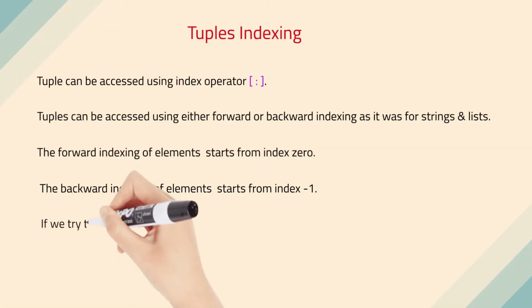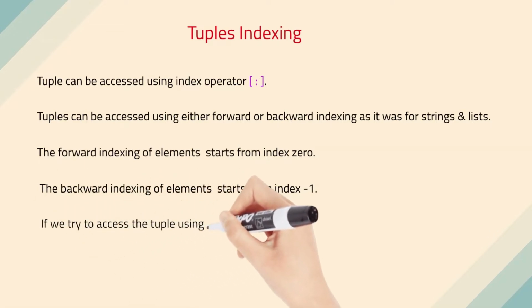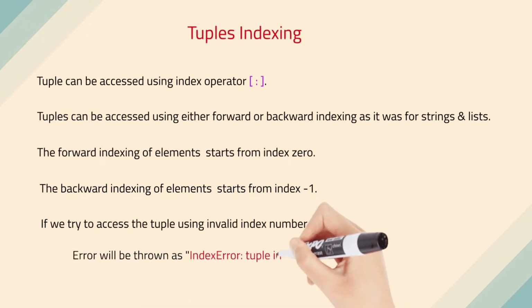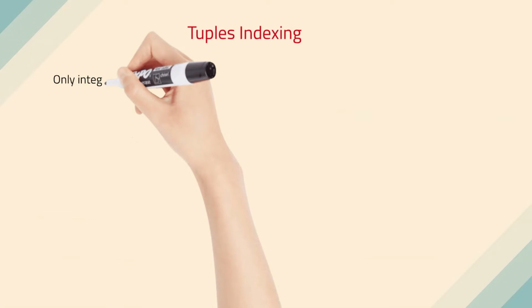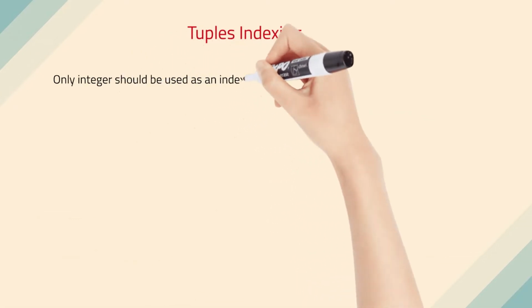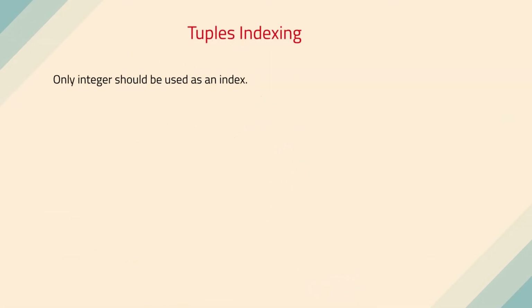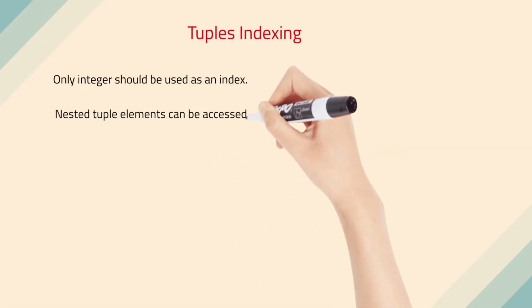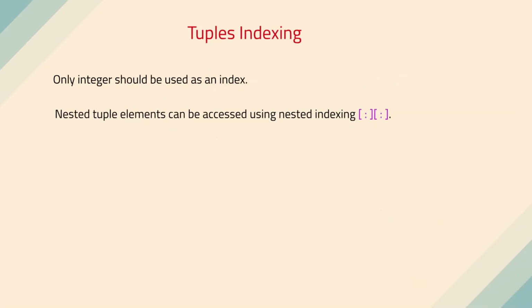If we try to access the tuple using an invalid index number, then an error will be thrown as tuple index out of range. We can use only an integer as an index for the tuple. As a tuple can hold another tuple, we can access nested tuple elements using nested indexing.